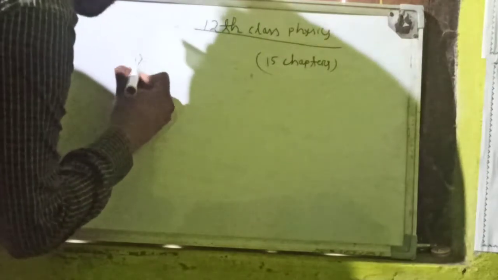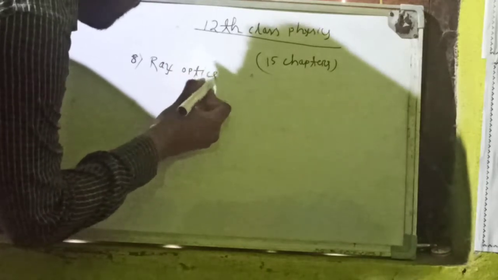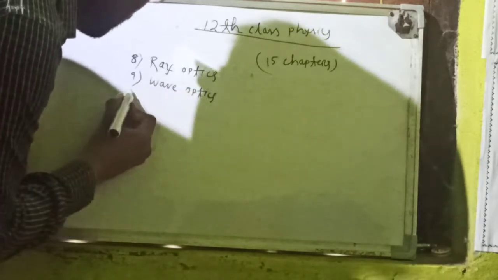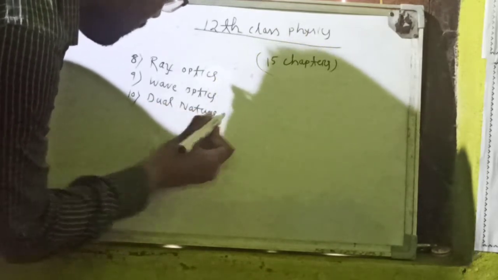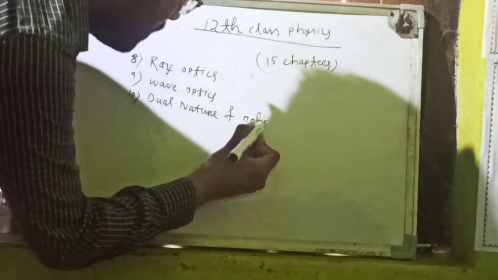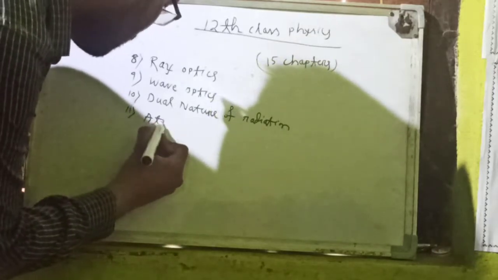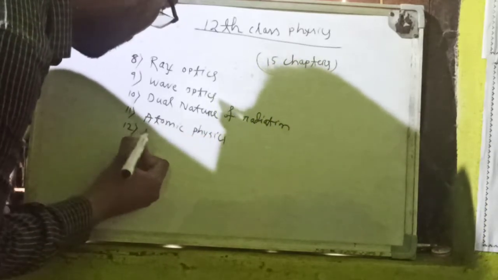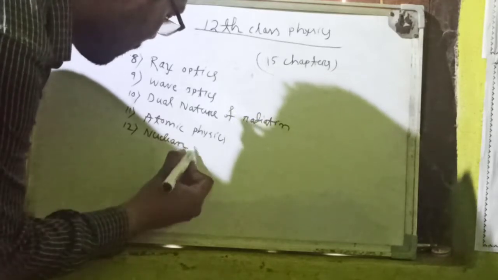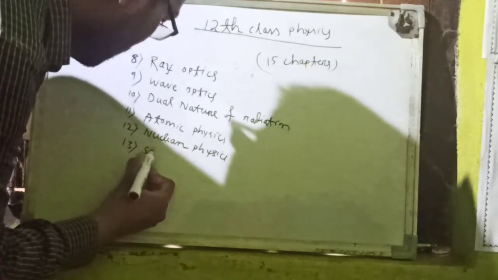First is ray optics. This is my 8th chapter. Ray optics. Second is wave optics. Next, dual nature of radiation. And the 11th topic is atomic physics. The 12th is nuclear physics. And the 13th is semiconductor.